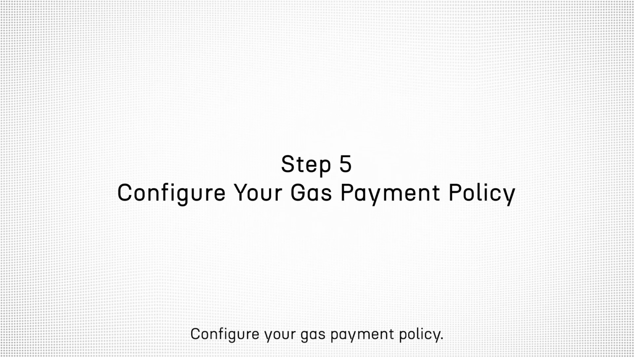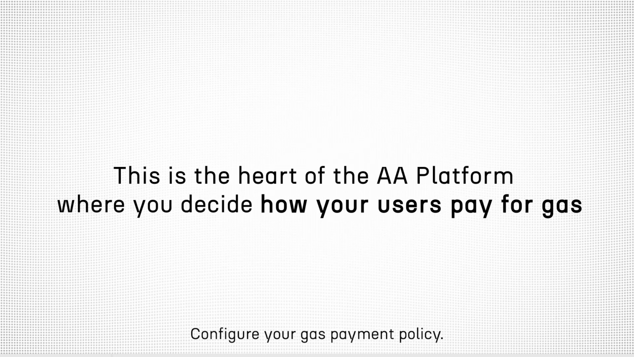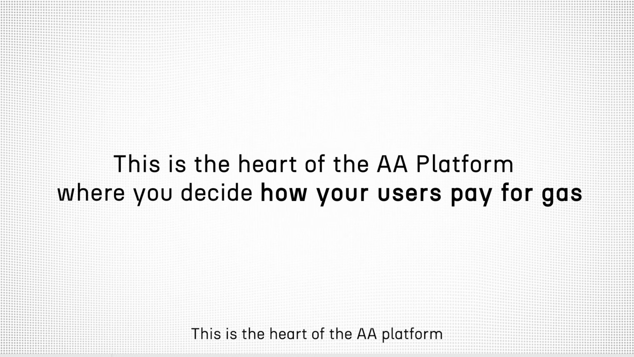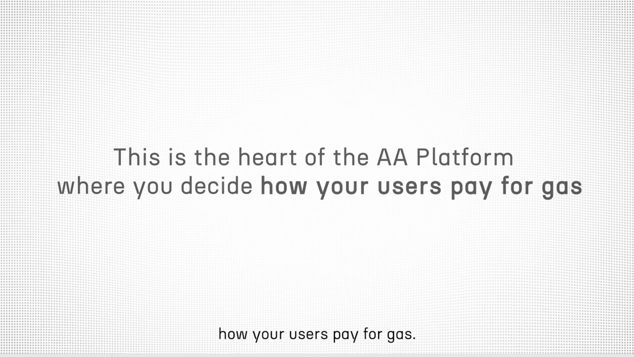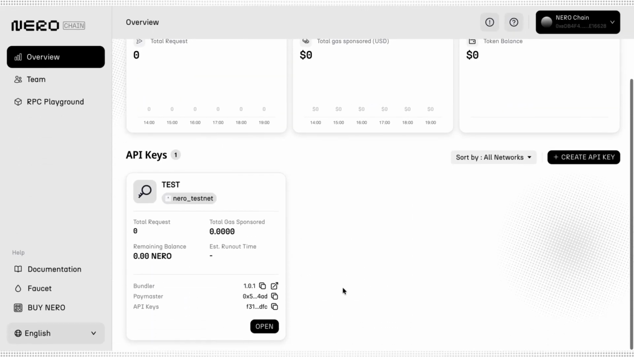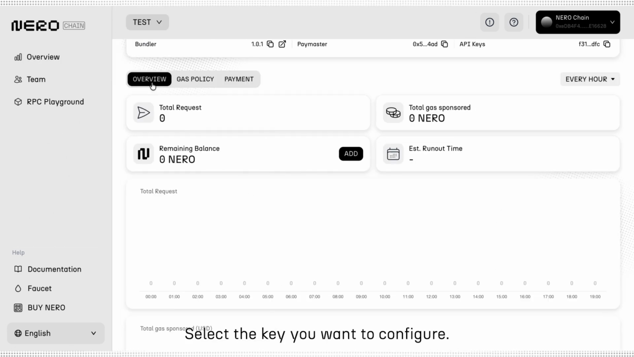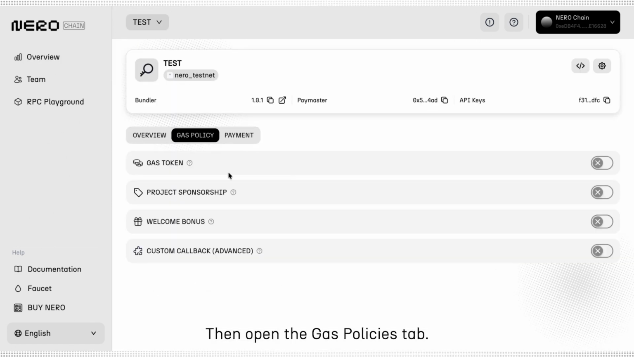Step 5. Configure your gas payment policy. This is the heart of the AA platform, where you decide how your users pay for gas. Navigate to the API Keys tab, select the key you want to configure, then open the Gas Policies tab.